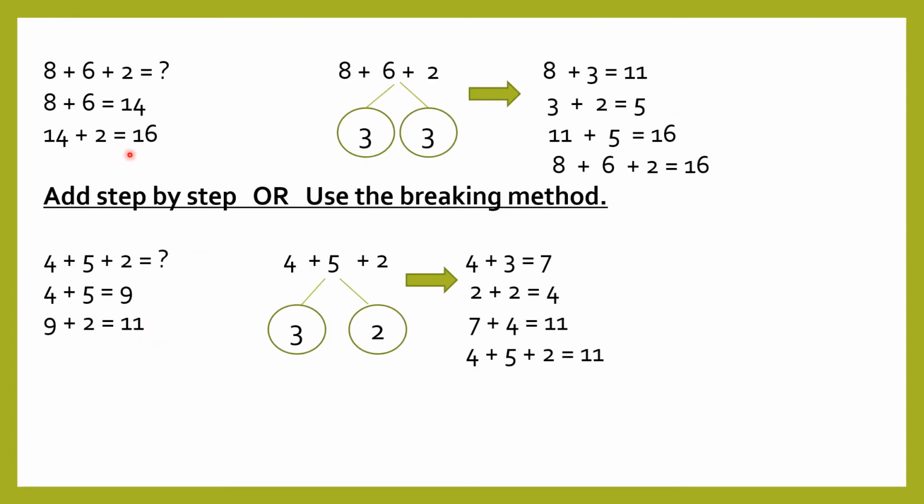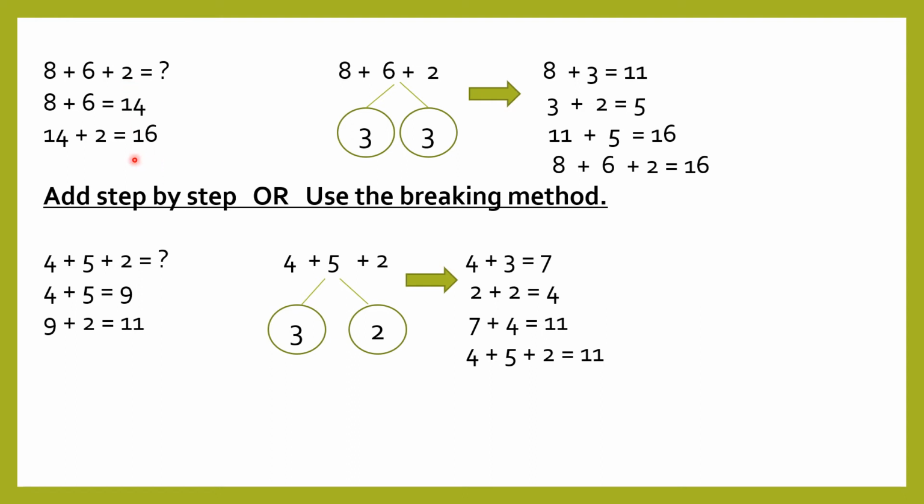Now let's learn how to add three values together. We have already learned how to add two numbers. Now let's learn how to add three numbers together. Okay. So here we have 8 plus 6 plus 2. How would I add 8 plus 6 plus 2? I can go step by step. What is 8 plus 6? 8 plus 6 is 14. And what is 14 plus 2? 14 plus 2 is 16. So my answer is 16.